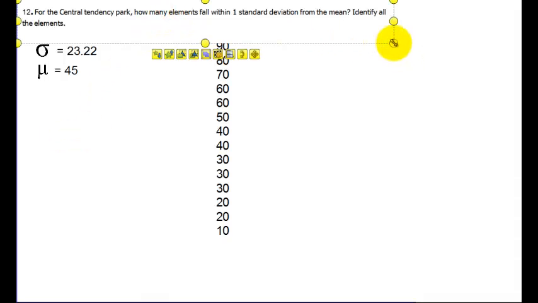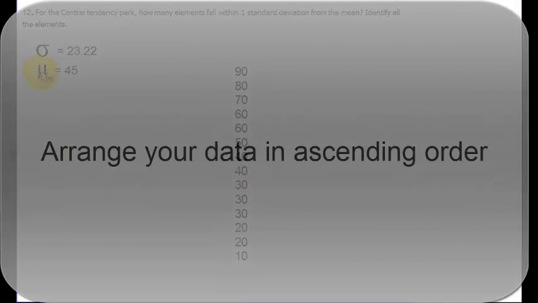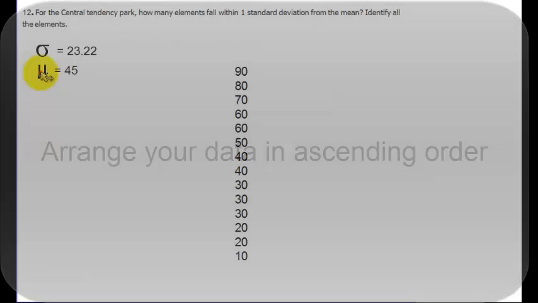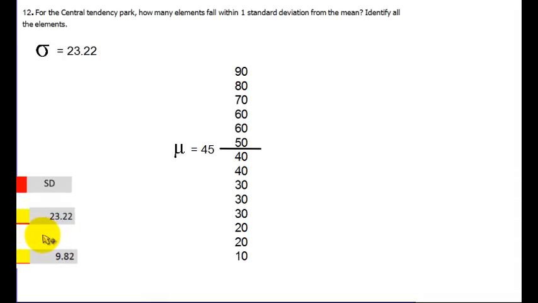So how many elements fall within one standard deviation? First, let's find your mean. Your mean is 45. It should be somewhere here. Okay, that's your mean. Your mean is here. Says one standard deviation. Our standard deviation is equal to 23.22.